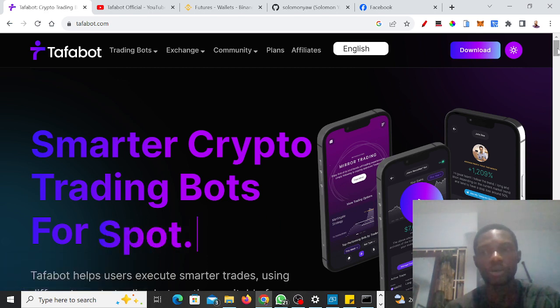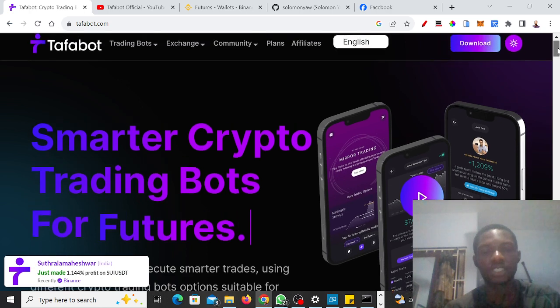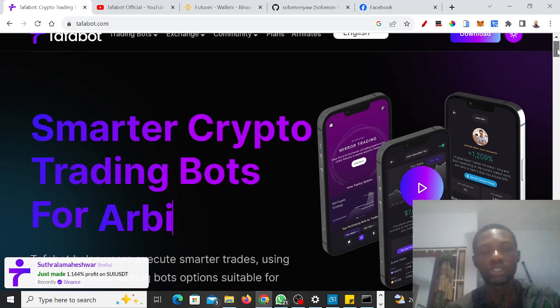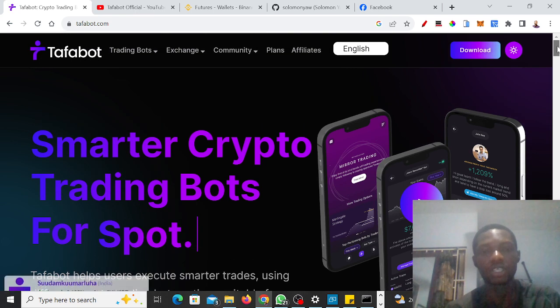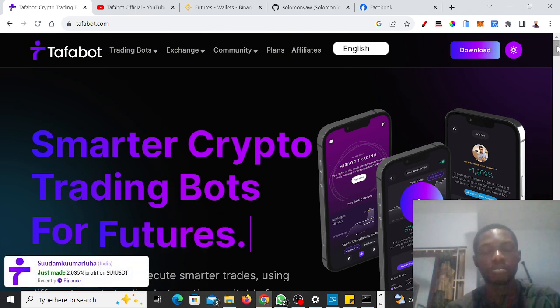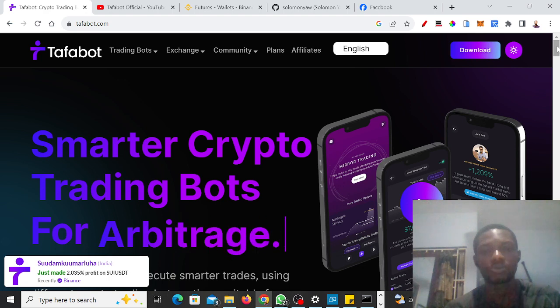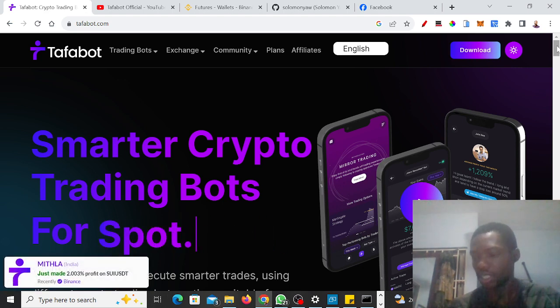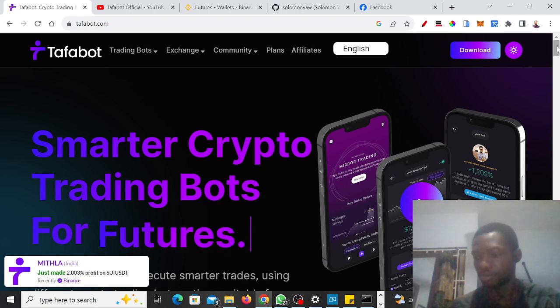So I'm just going to talk about it briefly. Tafabot uses artificial intelligence. Okay, it's a trading bot. It's a robot that trades for you on a crypto exchange. I trade on Binance. Okay, so let me open the bot for you.